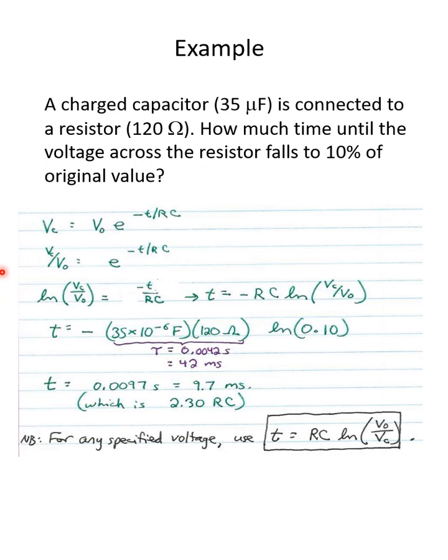We get t equals negative RC times natural log of VC over V naught. We can plug in those values. Now, the bit that I've done in purple, actually I wrote something incorrectly, so I need to put in a little decimal here. The time constant is 4.2 milliseconds, so just doing R times C.